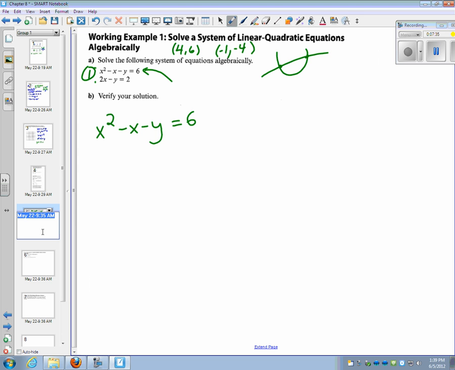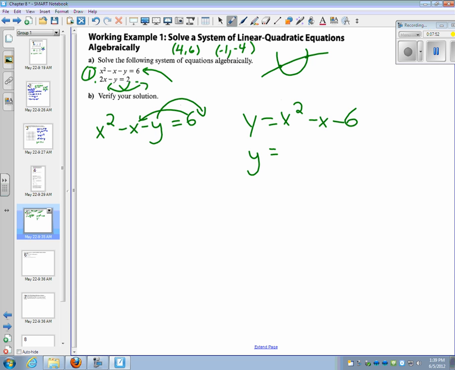So here I'm going to get y is equal to, I'm going to bring y to this side and 6 to that side. Y is equal to x squared minus x minus 6. And in this equation, I'm going to bring the y to this side and the 2 to that side. Y is equal to 2x plus 2. Okay, and what they said I had to do is I actually have to line these up with their degrees. So 2x, and that was a minus 2.